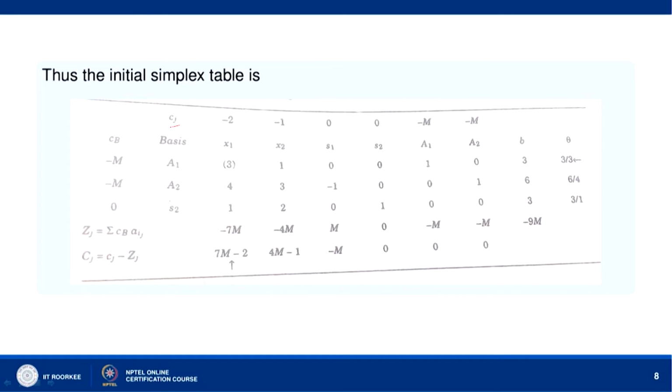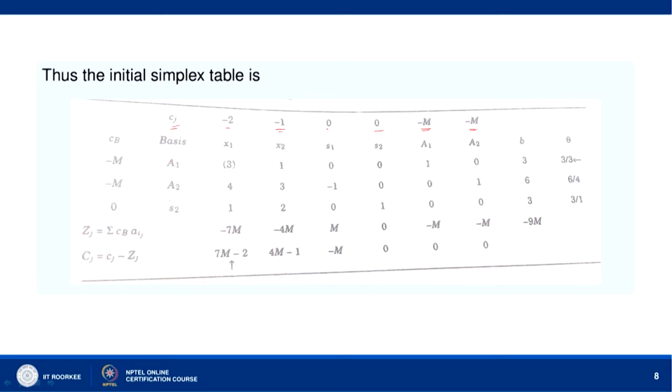So, these are the Cj's. Cj's are the coefficients of the variables in the objective function. The coefficient of x1 is minus 2, the coefficient of x2 is minus 1, the coefficient of s1 is 0, the coefficient of s2 is 0, the coefficient of a1 is minus M, and the coefficient of a2 is minus M. These are the coefficients of x1, x2, s1, s2, a1, a2 in the objective function.